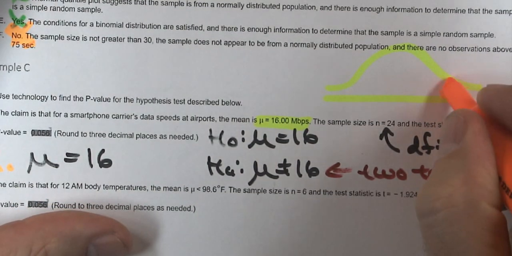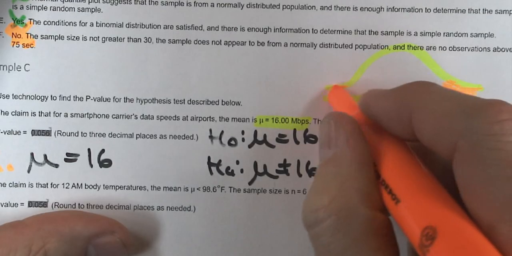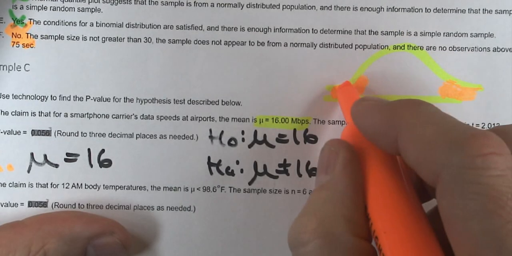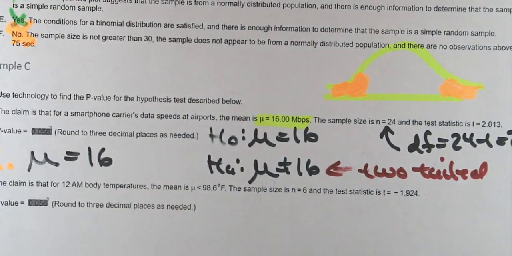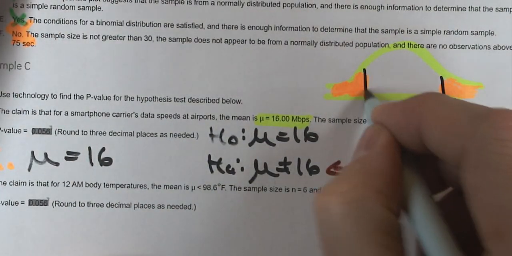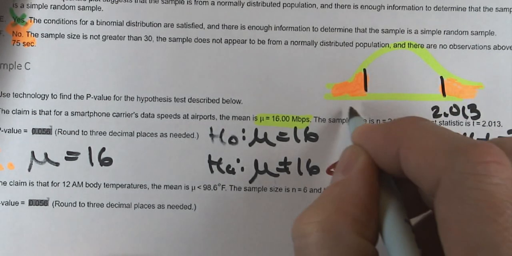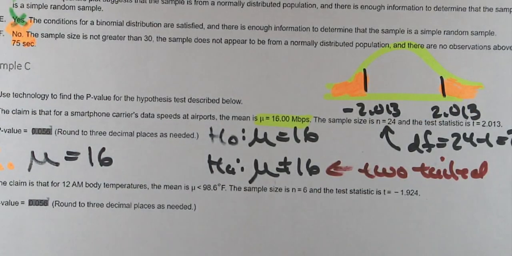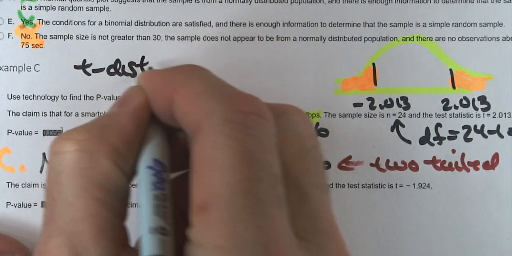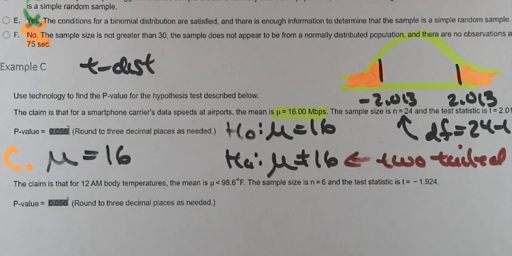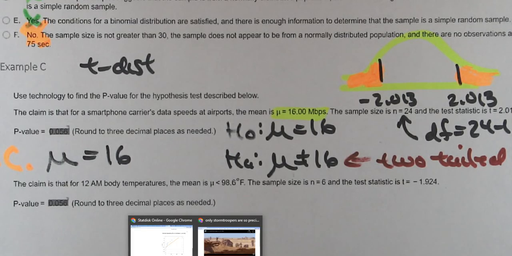So let me draw in a little area in the tail here, and a little area in the tail here. Here and here. So 2.013 and negative 2.013. We need to find that orange area, the area in both tails. Now that's going to come from a t distribution. Let's go to StatDisk to find out that information. You could actually find it from Google Sheets too, but for this problem, I think it's a lot easier to find it from StatDisk.